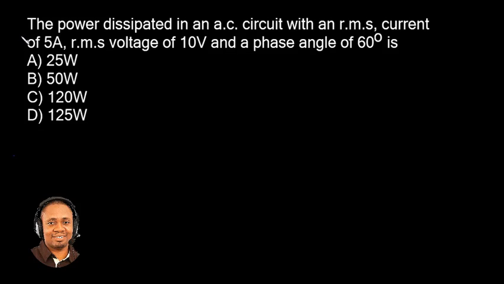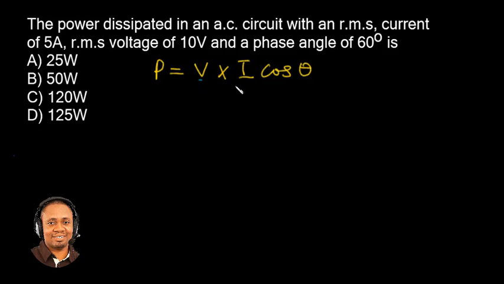This is question 6, JAMB Physics 2018, which goes thus. The power dissipated in an AC circuit with an RMS current of 5 amps, RMS voltage of 10 volts, and a phase angle of 60 degrees is the power, represented with the letter P, is equal to V times I, where V is voltage and I is current, times cos theta.